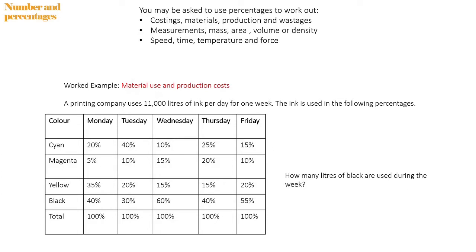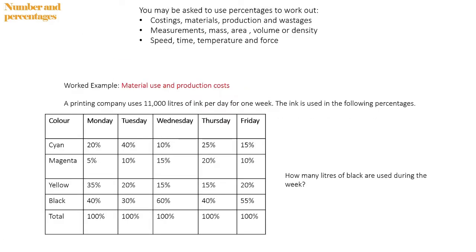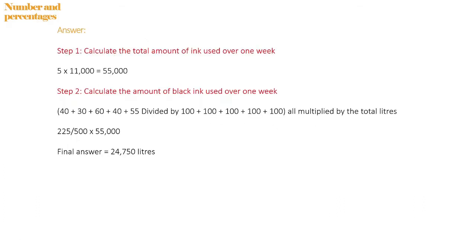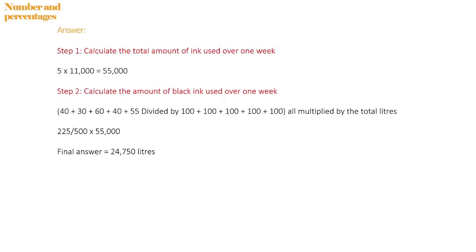So first of all, how many litres of black are used during the week? Step one, calculate the total amount of ink used over the week. I've done 5 times 11,000. Why have I done 5 times 11,000? Because they use 11,000 litres of ink per day in total. How many days in the week? Monday to Friday, that's 5 days. So 5 times 11,000 gets you 55,000.